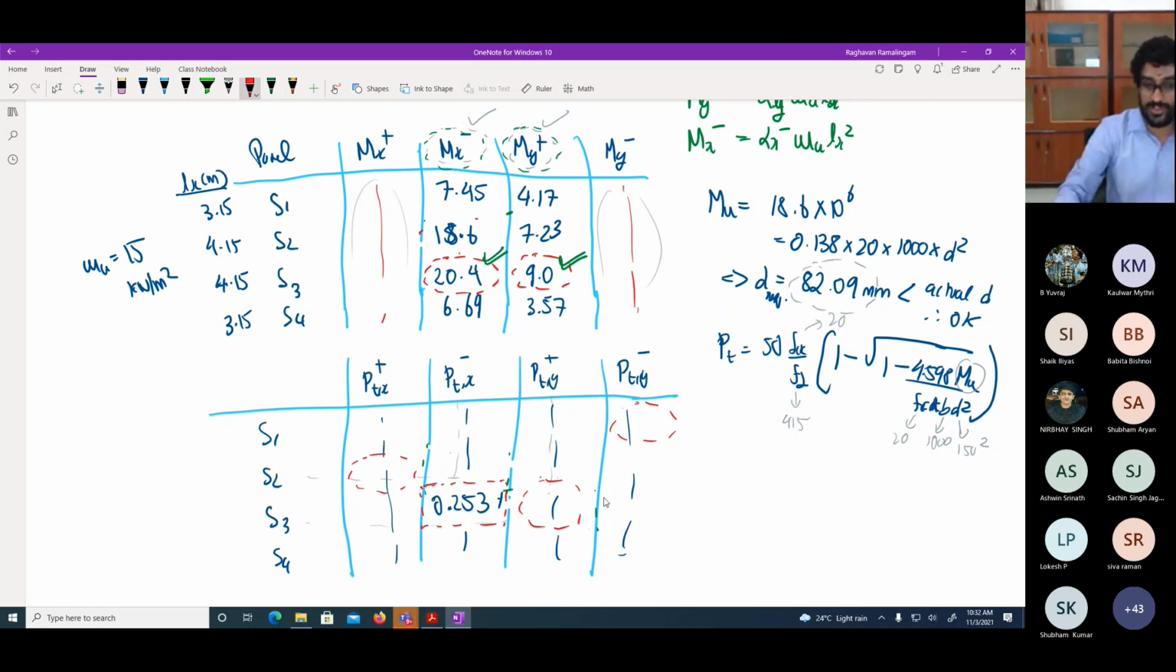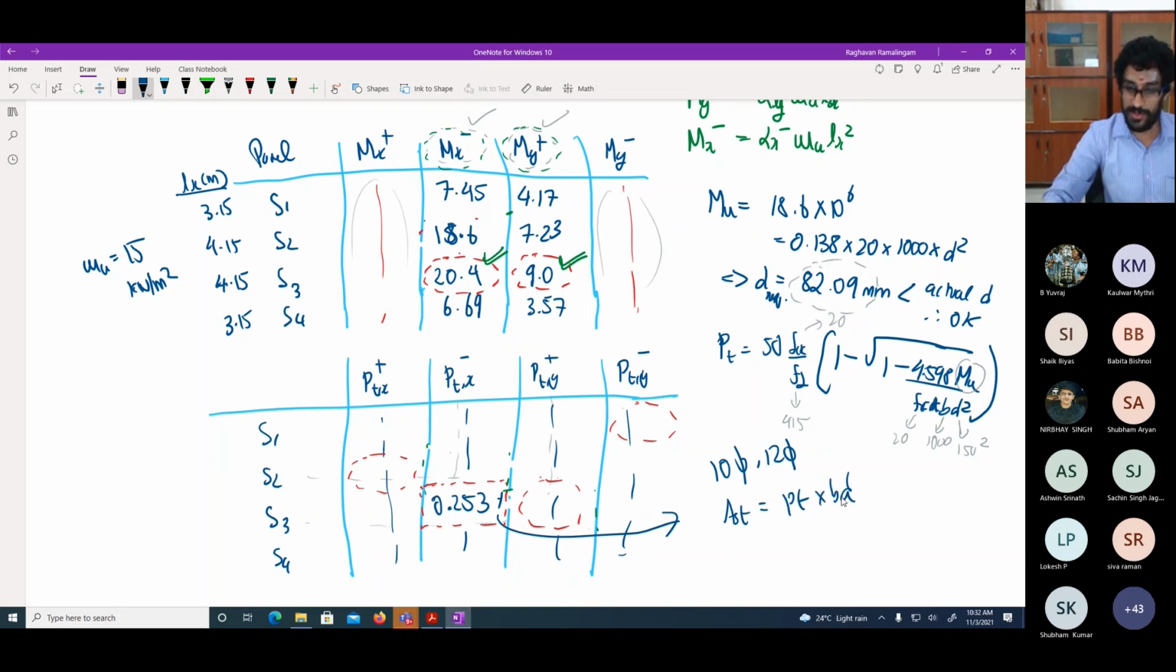So usually for slabs, 10 mm diameter is most common. If it's a bit heavy, you can use 12, but very rarely people give more than 12 mm diameter for a bar. So don't go beyond 10 and 12 for the diameter of a bar for a slab. Based on this, you can find AST equals PT into BD by 100.